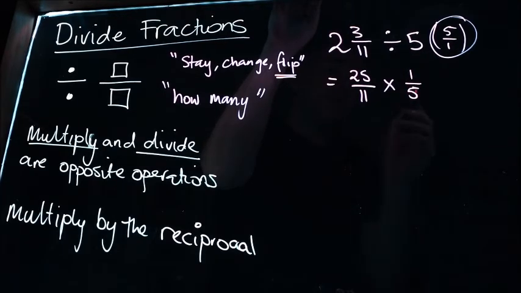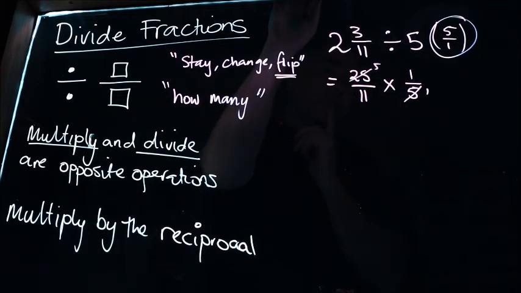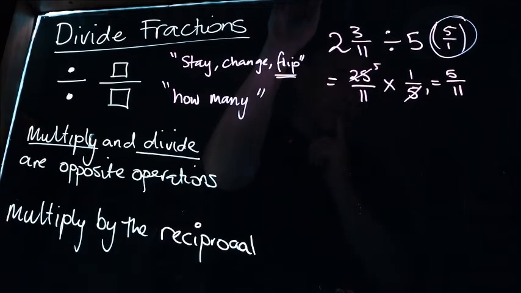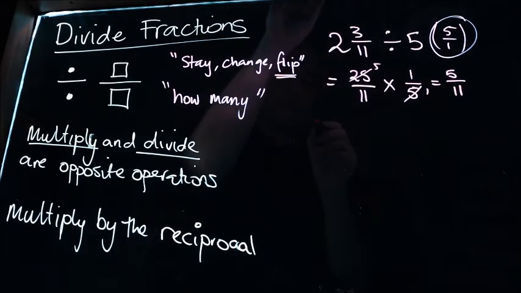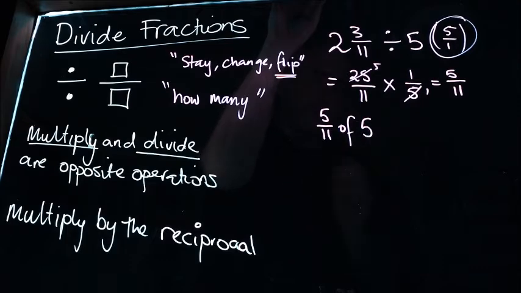Now I've got the opportunity to cancel on the diagonals here. 5 goes into 5 once, and 5 goes into 25 5 times. And our answer here will be 5 times 1 over 11 times 1. So let's try this out. 5/11 of 5 is technically our final answer.